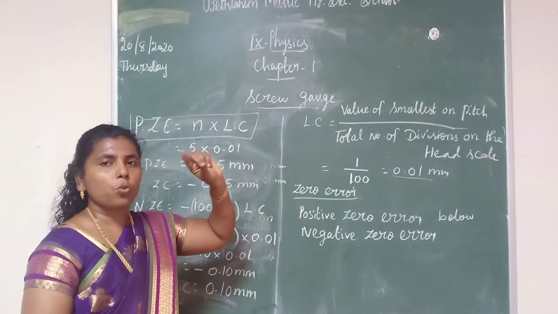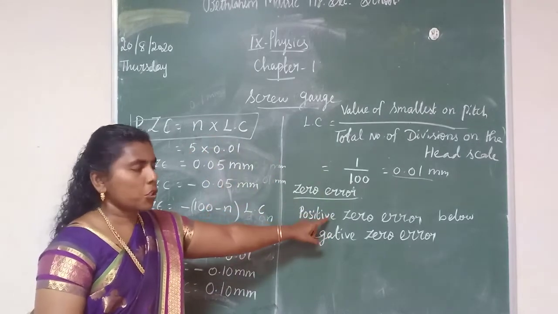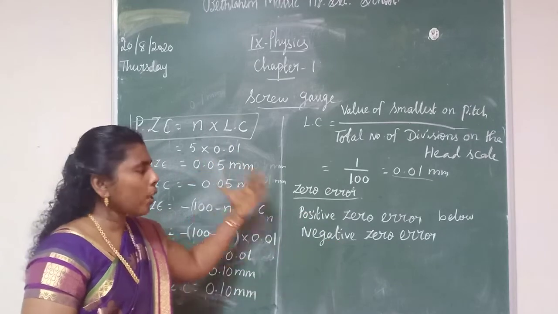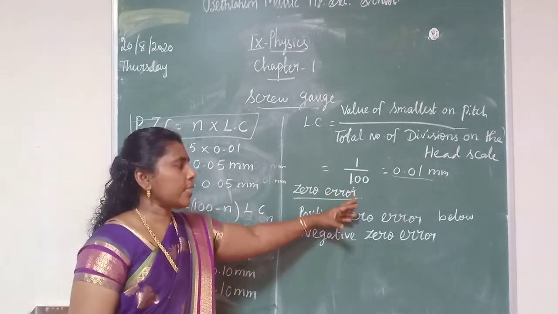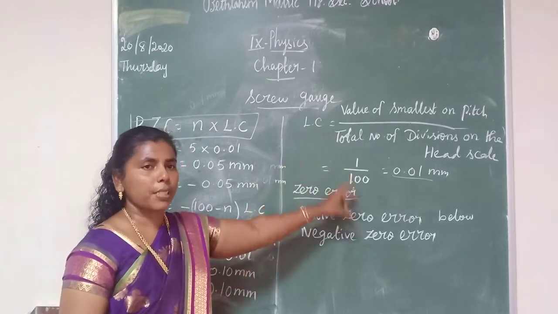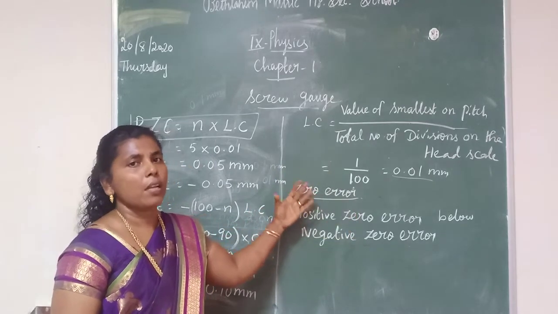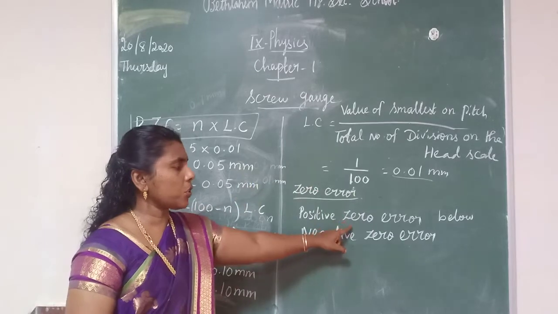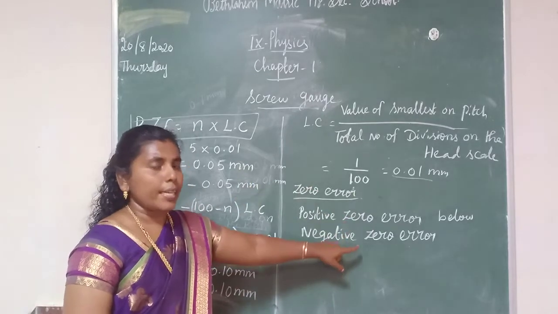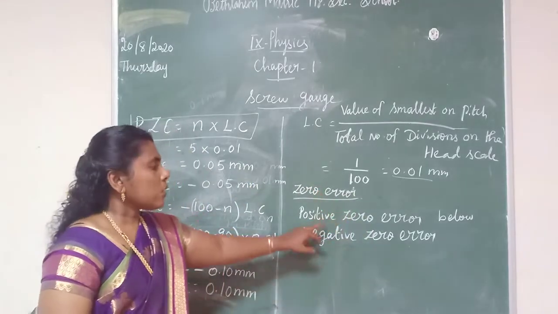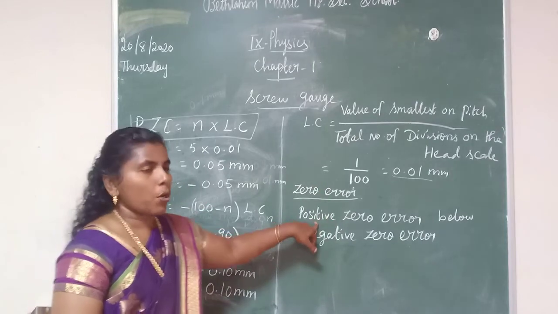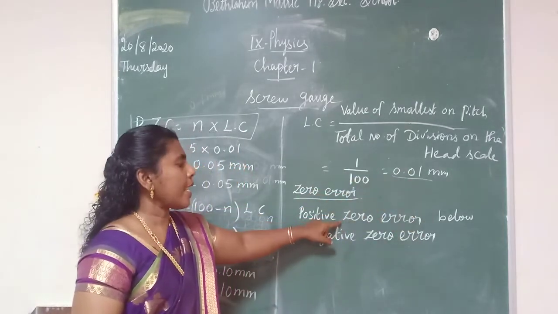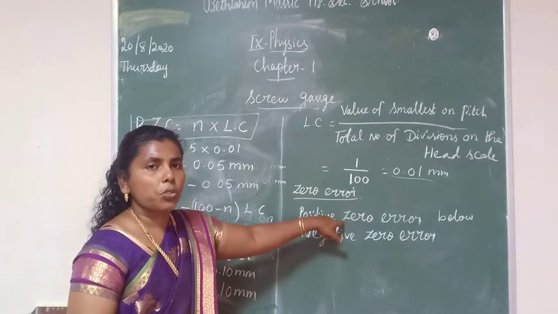So there are two types of error, positive zero error and negative zero error. If there is no error, the zero of the head scale coincides with the pitch scale axis. Suppose there is an error, then there are two types: one is the positive zero error, the next one is the negative zero error. So let us see the positive zero error. The zero of the head scale lying below the pitch scale axis is called positive zero error.